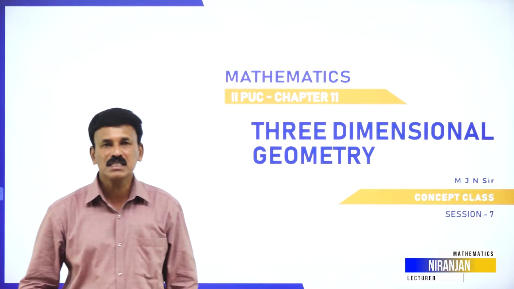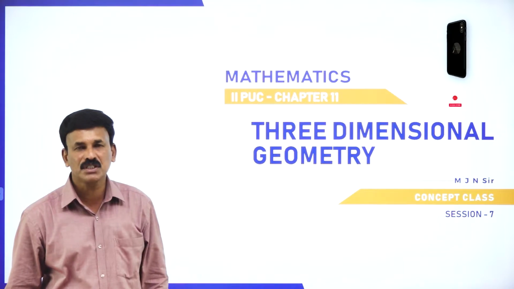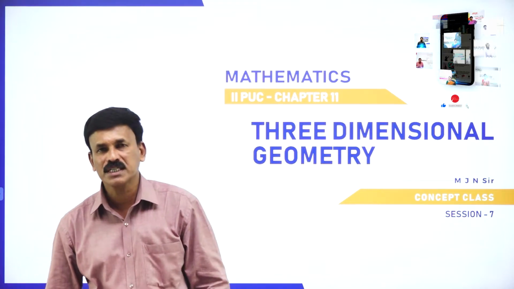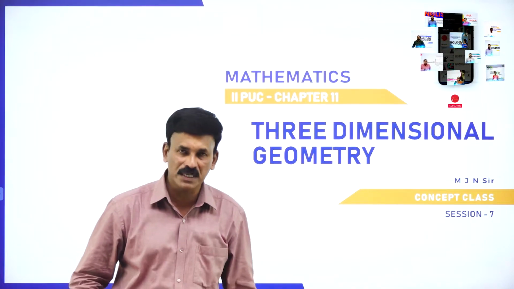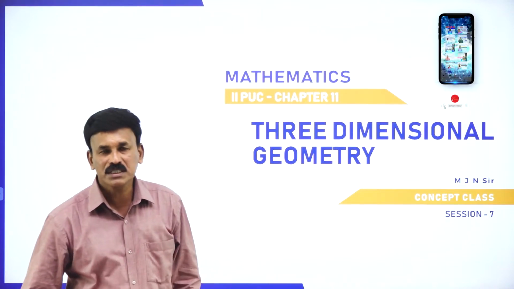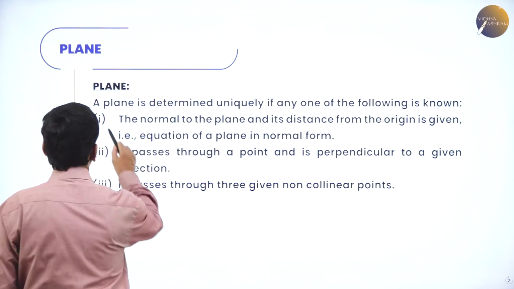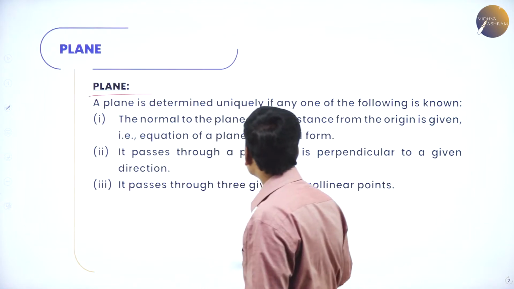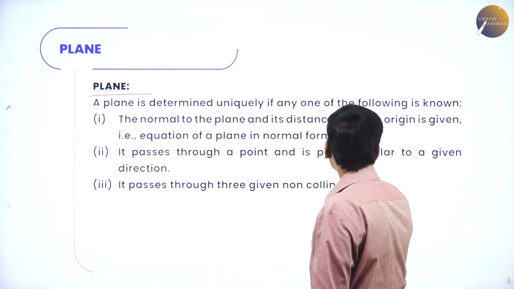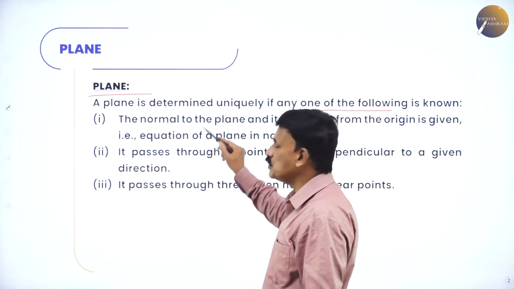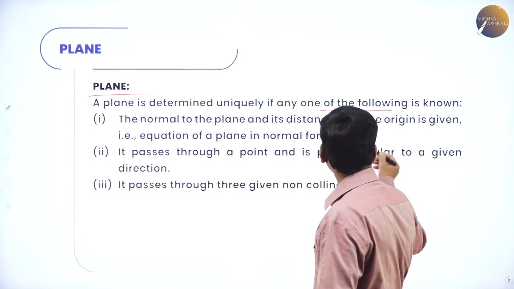In my previous class, we discussed the equation of the line in different forms. Now in this session, I am going to discuss the second part of the chapter, that is the plane. So, equation of the planes in different forms. Now let us discuss the plane in detail. A plane is determined uniquely if any one of the following conditions is known.